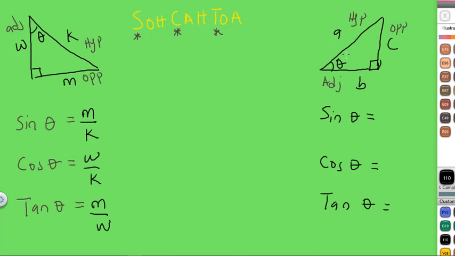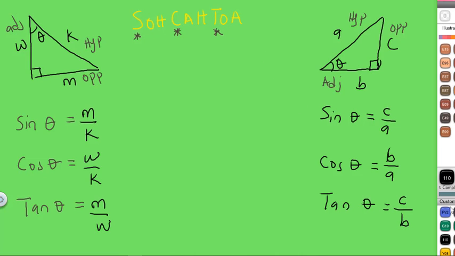Let's see the same here. Sin theta here will be opposite over hypotenuse, so C over A. Cos theta becomes adjacent over hypotenuse. Where is the adjacent? Adjacent is B, so B over A. And tan theta is opposite over adjacent. So this is opposite C over B, C over B.